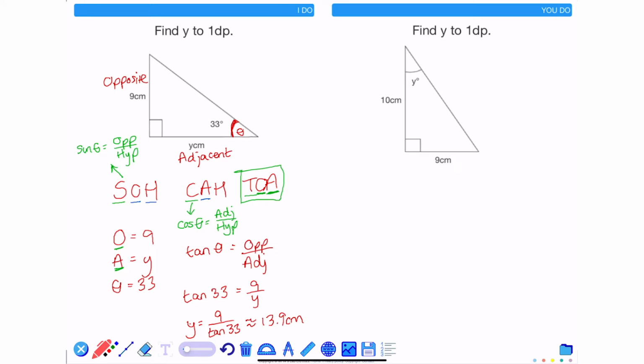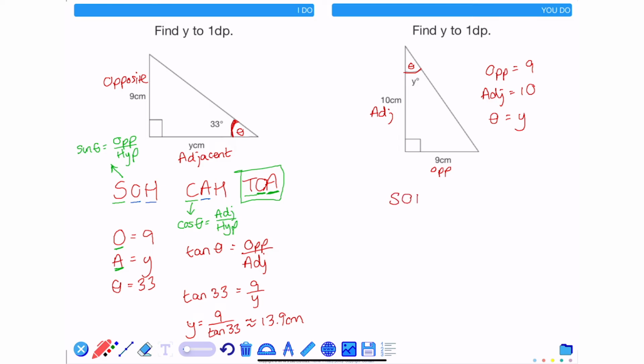So the most important thing in a question like this is to label the triangle. The side opposite to the angle, which is theta, will be the opposite. The side right next to theta is the adjacent. I know that the opposite is 9, the adjacent is 10, and theta is y.